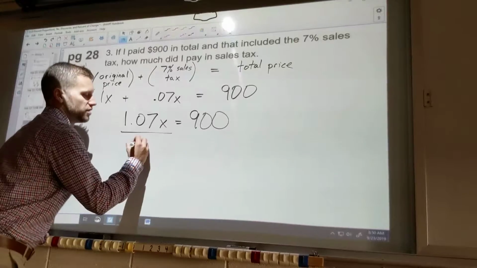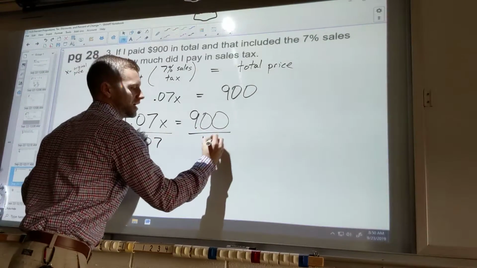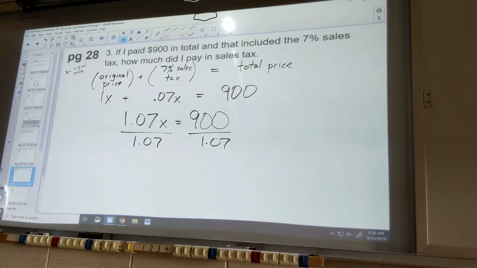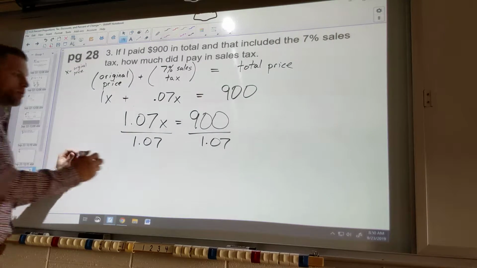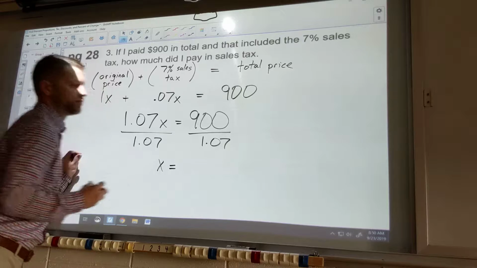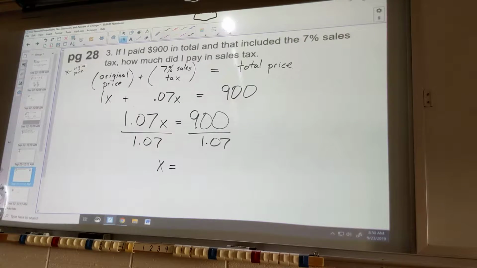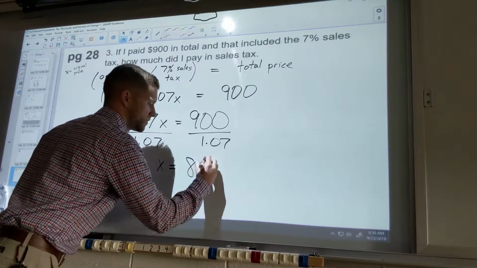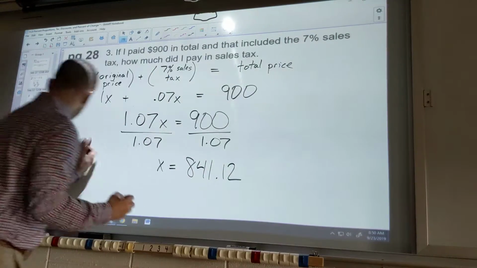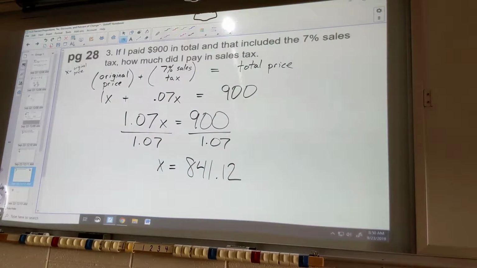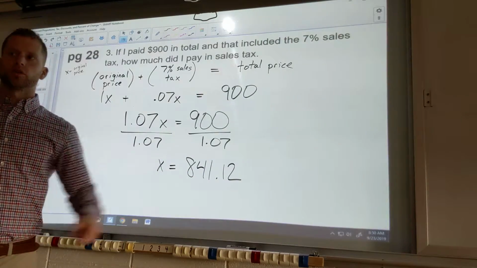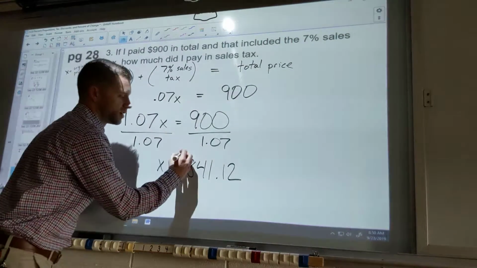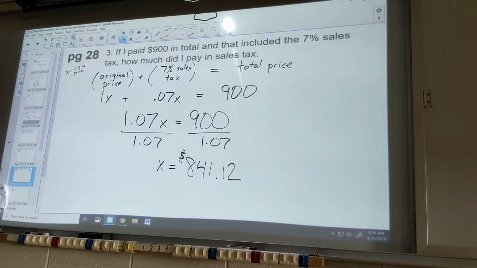What are we going to do to solve this? Divide by 1.07 on both sides. So take note, instead of multiplying by 1.07, we're really dividing by 1.07. So x ends up equaling what here? 841.12. I think the decimal keeps going, right? Yeah, but this would be the rounded form. So we're going to round for money down to the nearest cent or hundredth. All right, so $841.12.